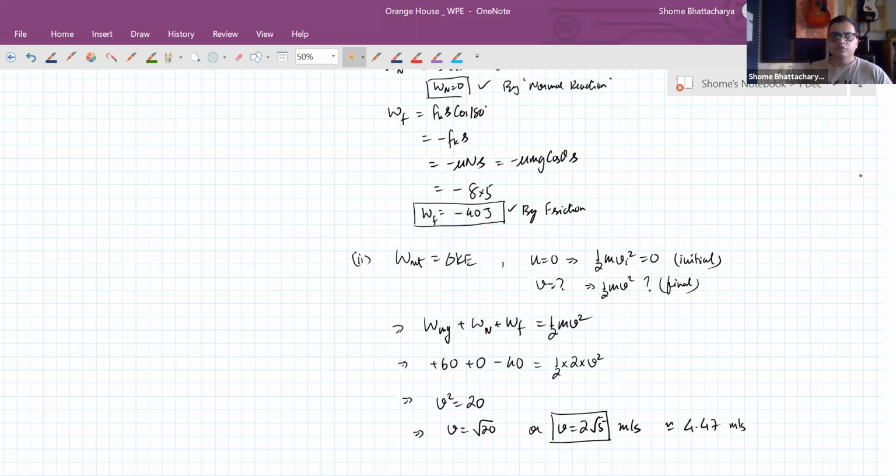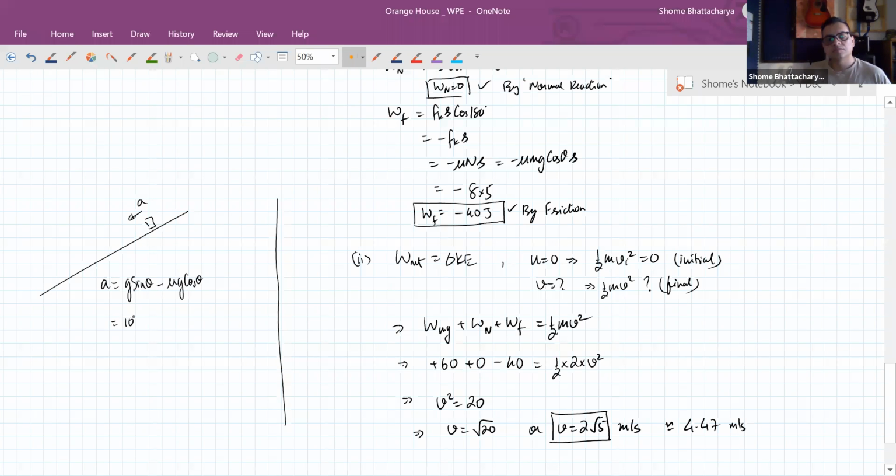Okay, now in this case we can also verify this by simple kinematics. Okay, we can also use, because it's a uniformly accelerated situation, no? So you can also use this. See that the acceleration is g sine theta minus mu g cos theta. So that is, so the acceleration is 2 meters per second square.